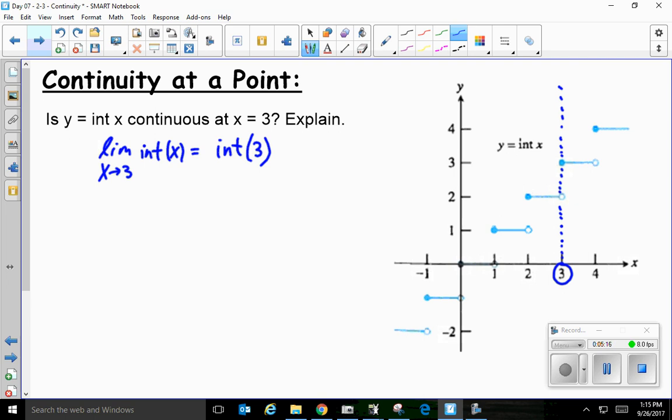Let's do the easy part. What is this right here? When I plug a 3 into my function, what's the y value? Okay, when x is 3, it's right here, isn't it? It's not here, it's a hole. It's right here. So what's the y value here? It's also 3, isn't it? So this equals 3.